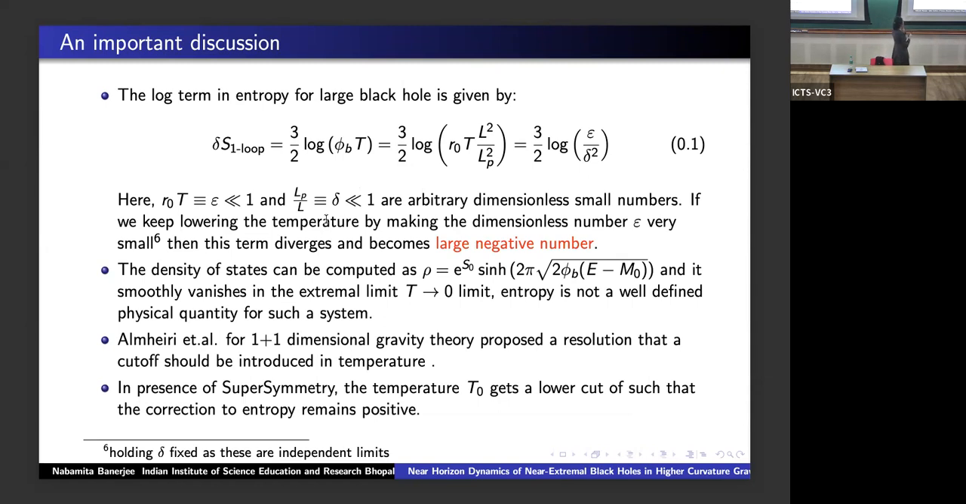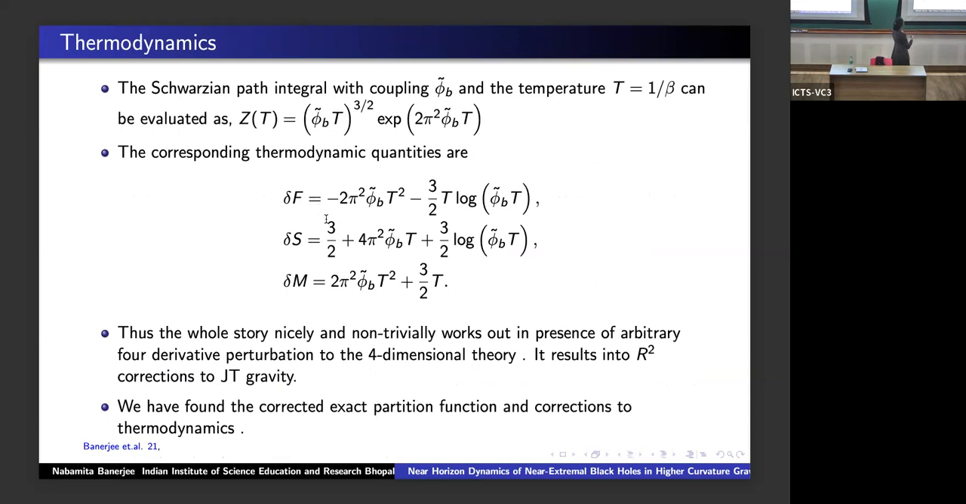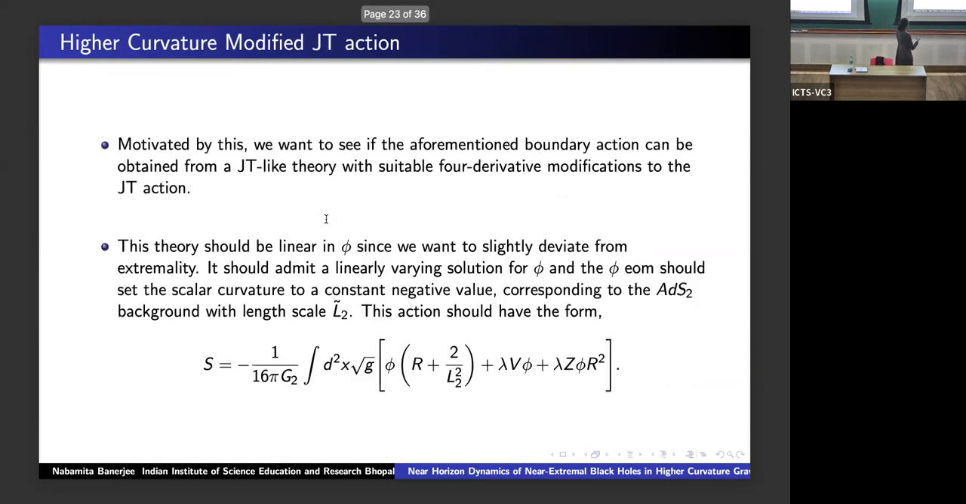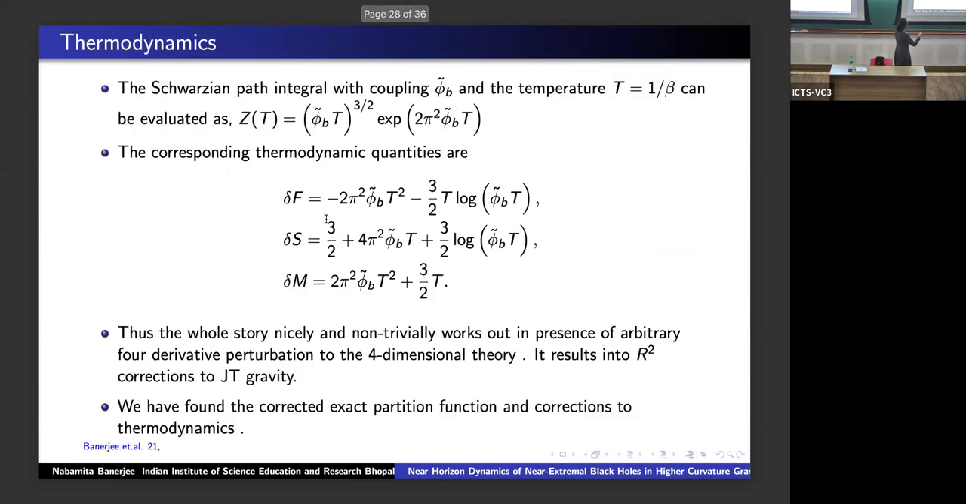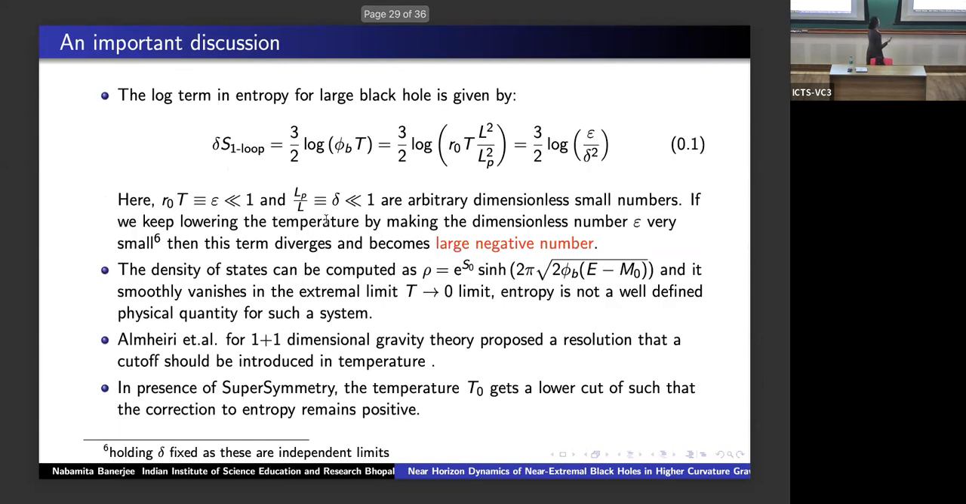So one can actually compute the density of states for this system, and one can see that the density of states just looks like this, where m0 is the extremal mass and E is the full energy, and E minus m0 is delta E. You can see from here that the delta m, I'm sorry, that goes with T. So when my T is very, very small, then the density of states smoothly vanishes.